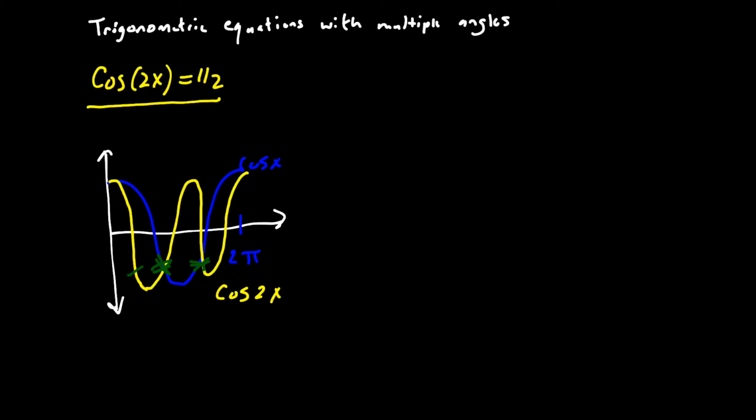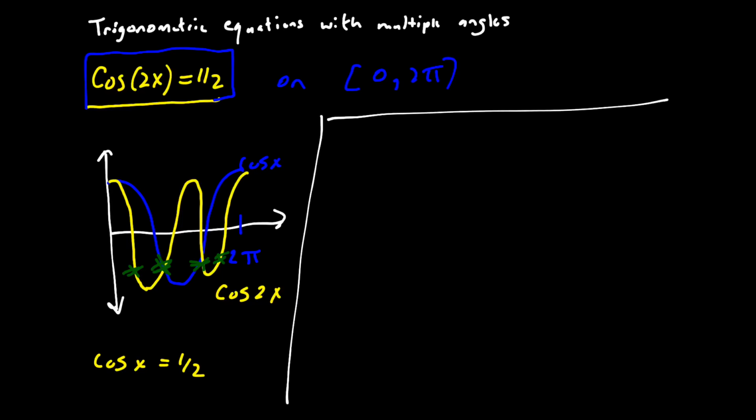But then we also see another set of points over here on our yellow curve that are also going to be solutions to this equation. Therefore, this leads us to believe that there should be twice as many solutions for this equation cosine of 2x is equal to 1/2 as compared to our cosine of x over the same interval of 0 to 2 pi. Now let's go ahead and find all solutions for the equation cosine of 2x is equal to 1/2 on the interval from 0 to 2 pi.